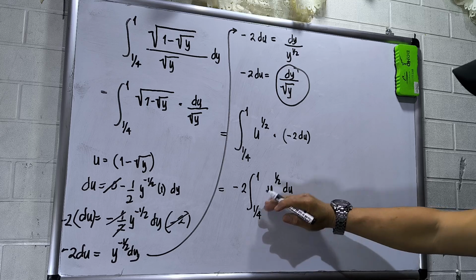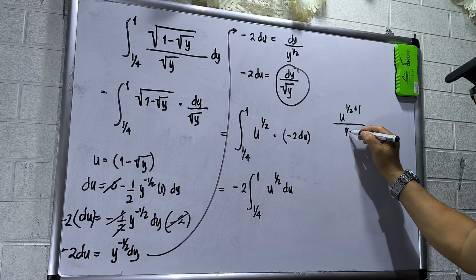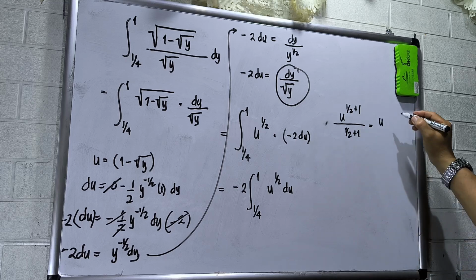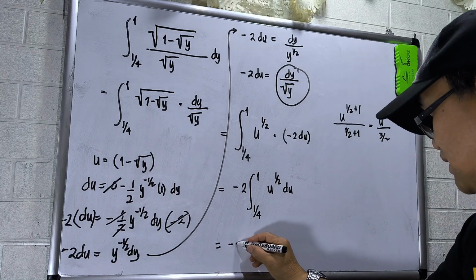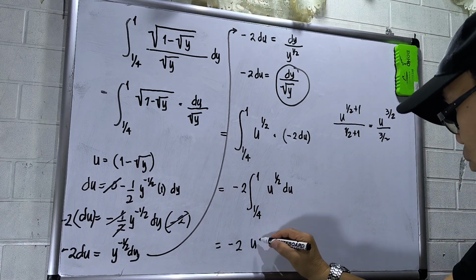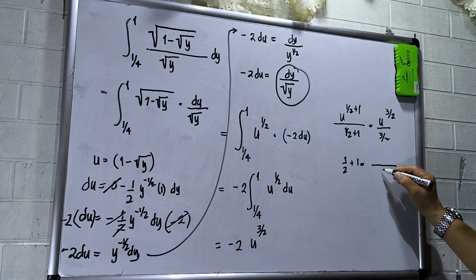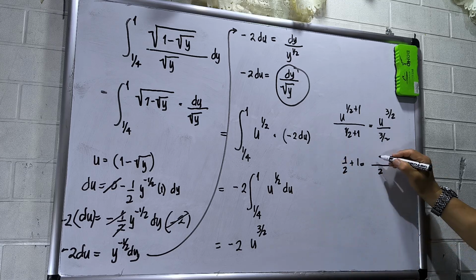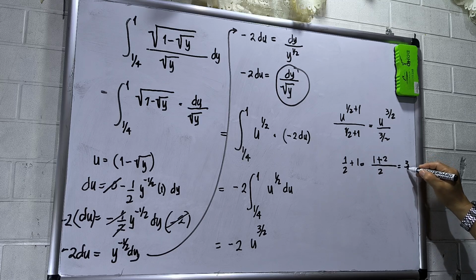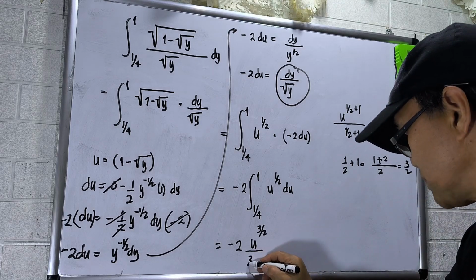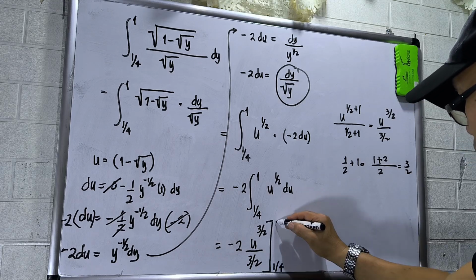By integrating u to the 1/2, take note, that will be plus 1 over 1/2 plus 1. So this will be u to the 3/2 over 3/2. So this will be negative 2, then u to the 3/2 over 3/2, right? Because 1/2 plus 1, LCD will be 2: 2 divided by 2 is 1 times 1, 1; 2 divided by 1 is 2 times 1 is 2. So this will be 3/2. Then limits from 1/4 to 1.